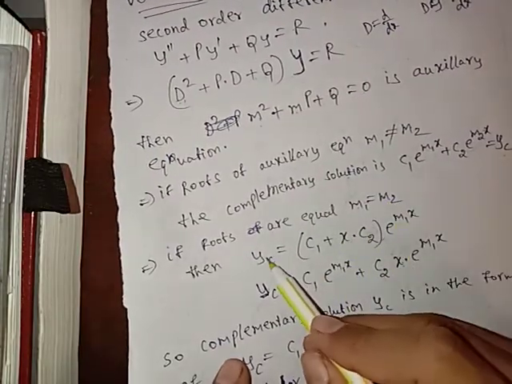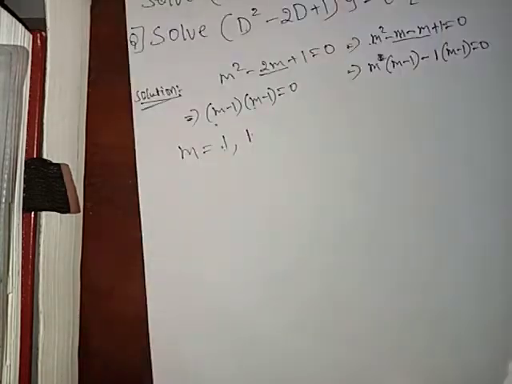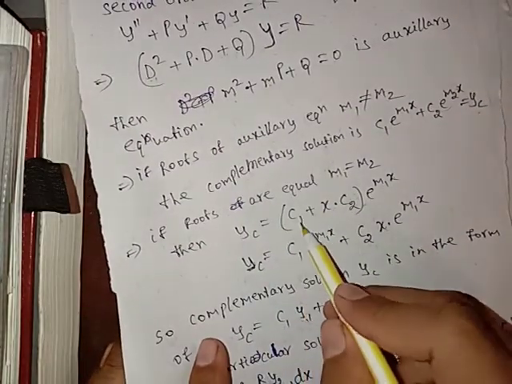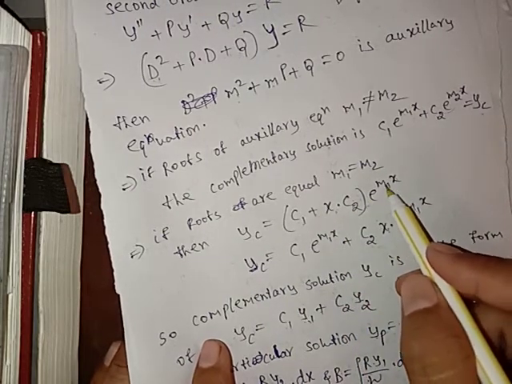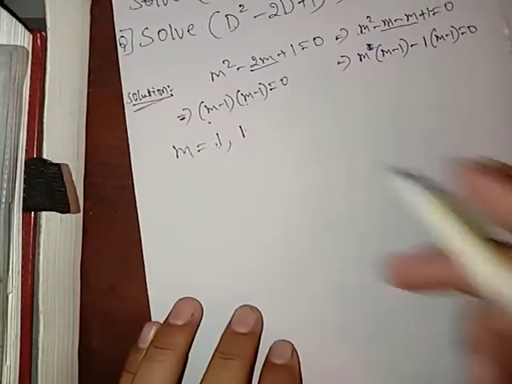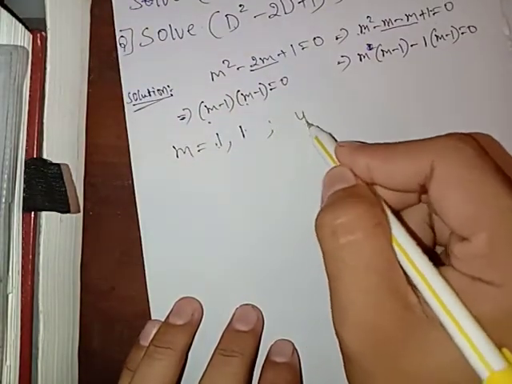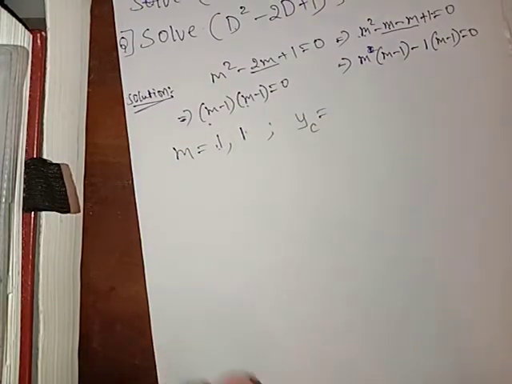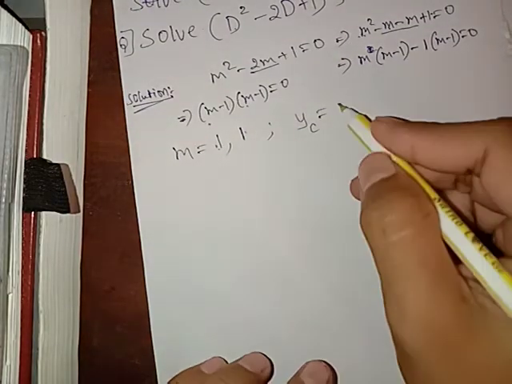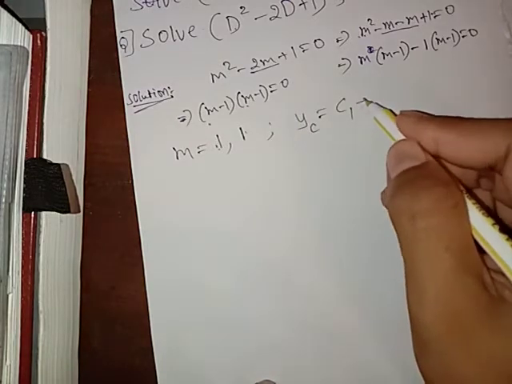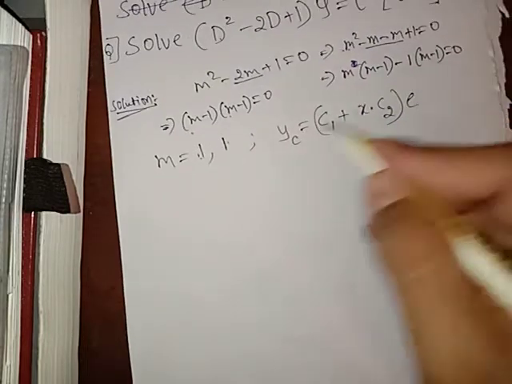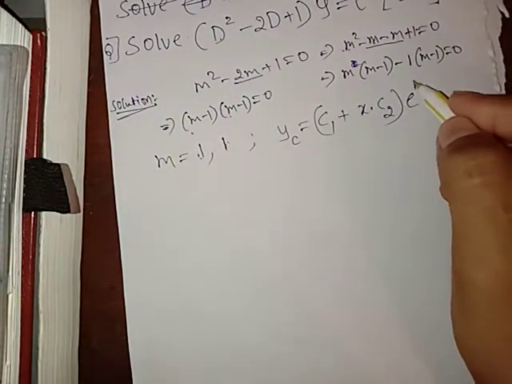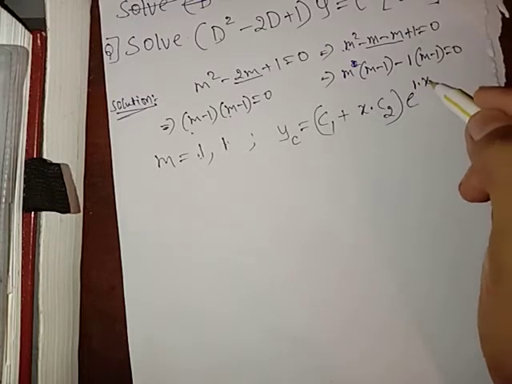If both roots are equal, m1 = m2, then the complementary solution is yc = (c1 + x c2) e^(m1 x). So the complementary solution yc is (c1 + x c2) e^(x), with m1 = 1.